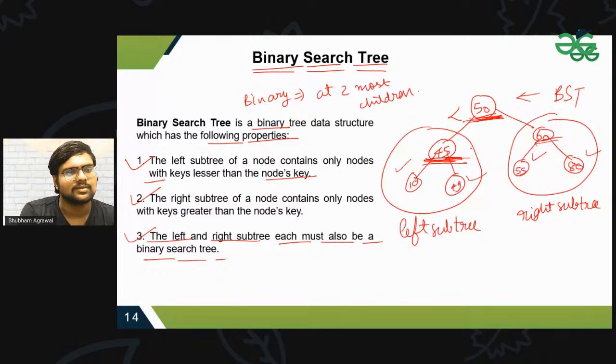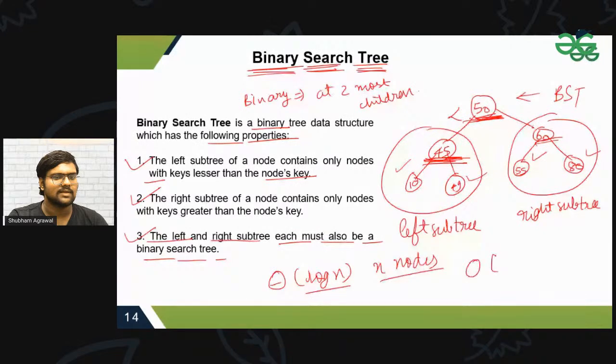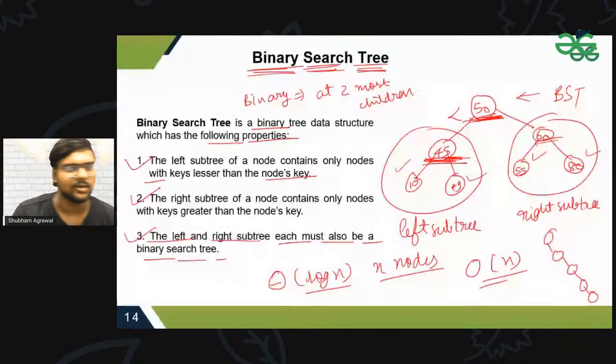So what is the benefit of this binary search tree? If we do this, then on average we can search an element in log n time. If n nodes are there, then we can search in log n time, and in the worst case it will be order n time, because in the worst case it will be a skew tree in which we have nodes only in one direction, meaning at each level only one node is present. We will see about them.